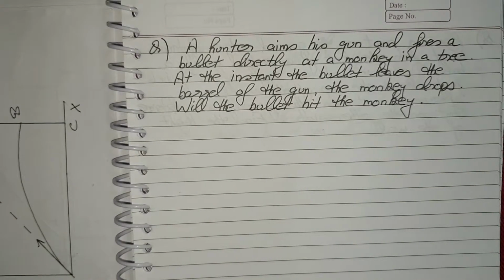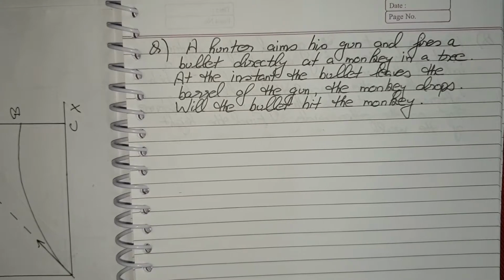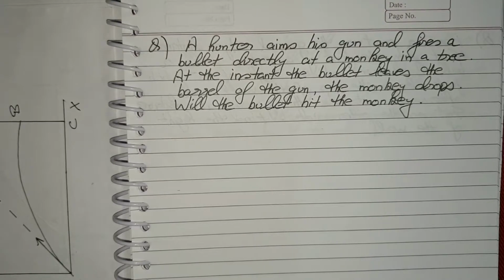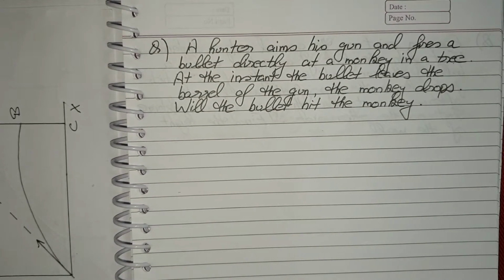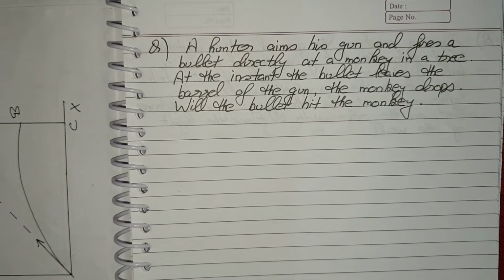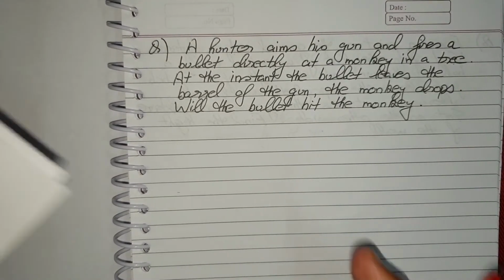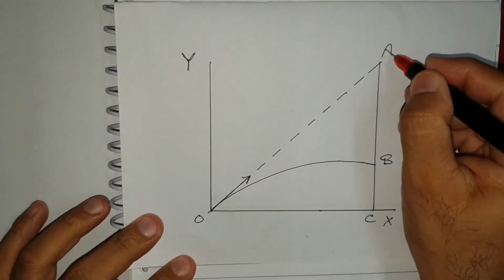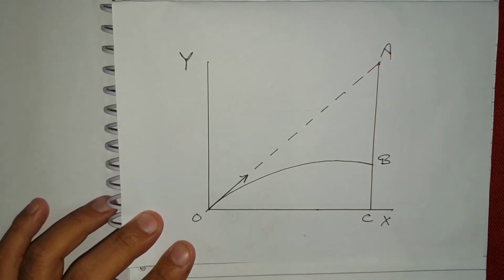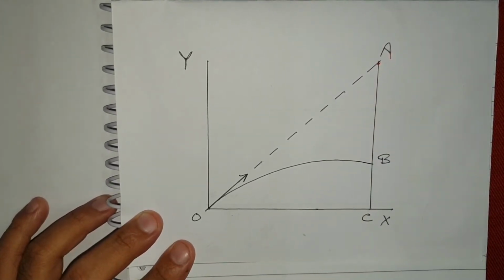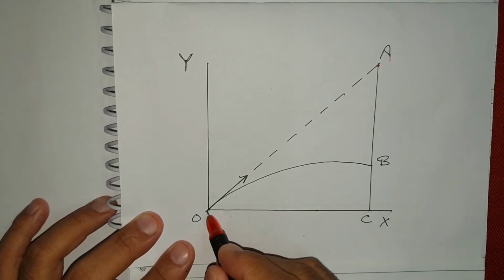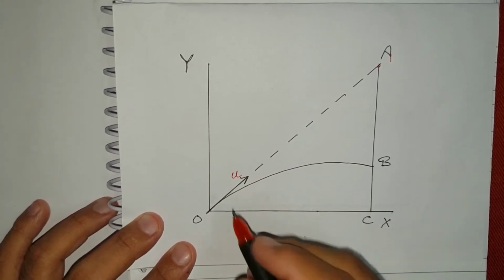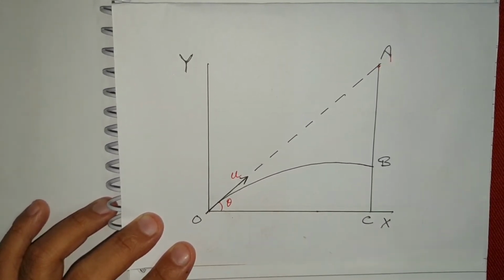A hunter aims his gun and fires a bullet directly at a monkey in a tree. At the instant the bullet leaves the barrel of the gun, the monkey drops. Will the bullet hit the monkey? Now we have to explain this. Consider this diagram. Let the monkey be stationed at point A, and the gun be fired from position O with the velocity u, making an angle theta with the horizontal.